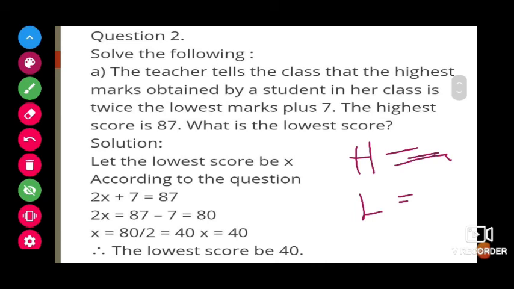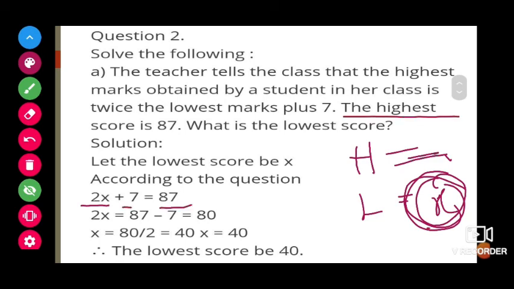And they are saying the highest mark is twice the lowest mark plus 7. So we don't know what is the lowest mark. Take it as x. So twice the lowest mark plus 7 is equals to the highest mark. The highest mark they have given, it is 87. So what is our equation? 2x plus 7 is equals to 87. Here understanding and writing this equation is the only big deal, children. Once you write the equation, I hope you all can solve that equation.